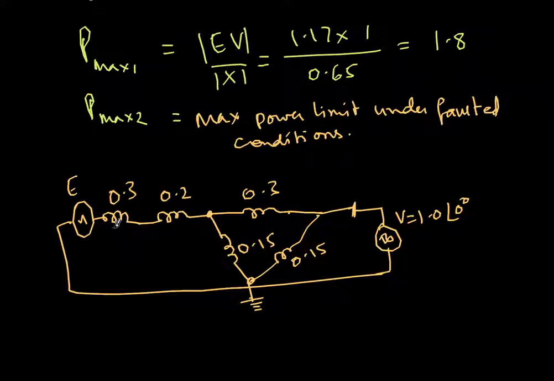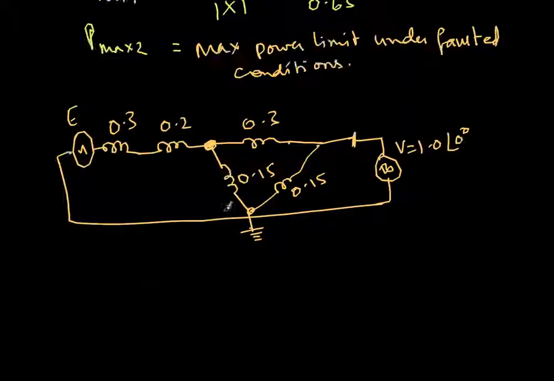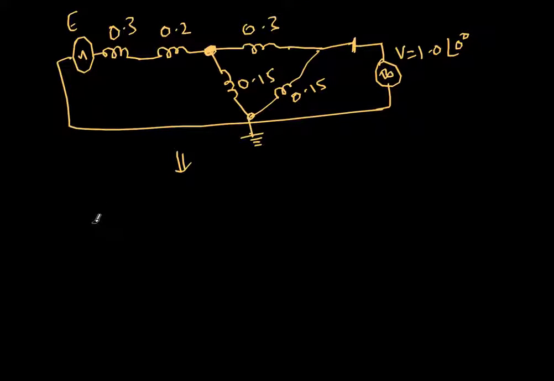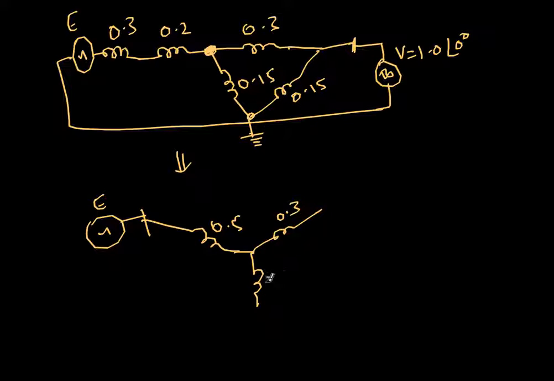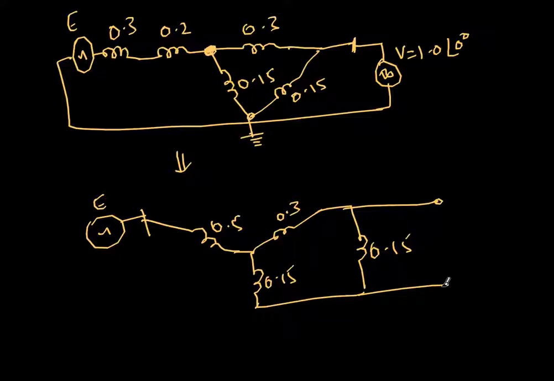Now I want to know what is exactly the reactance between this machine and this one. So here you see this point is like a star connection. So I'll further simplify it. So this is E, and then I have a star connection of 0.5, and this side is 0.3, and this side is 0.15, and also there is a 0.15 here, and then finally I have the infinite bus. So this is where the fault has occurred. So this is my V infinite.